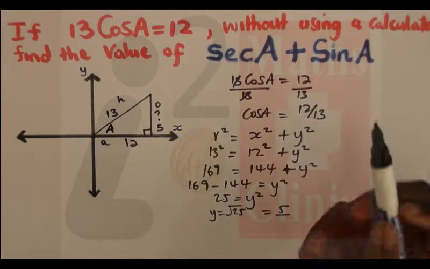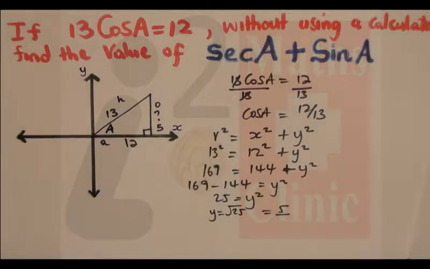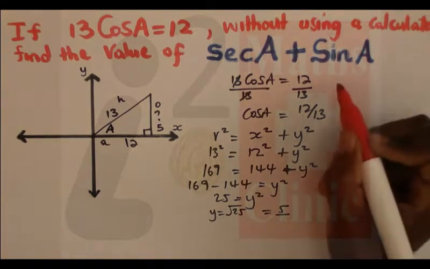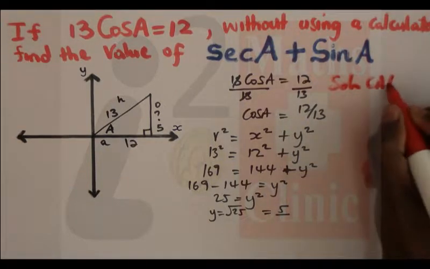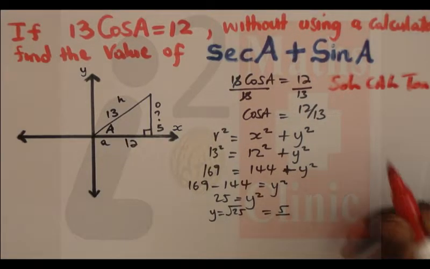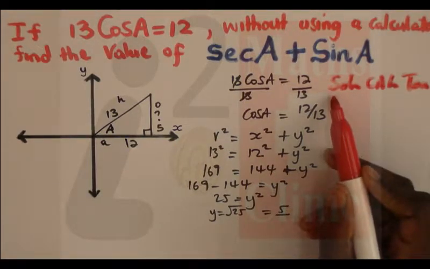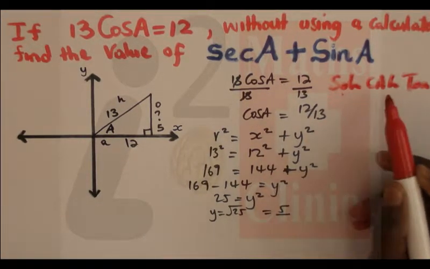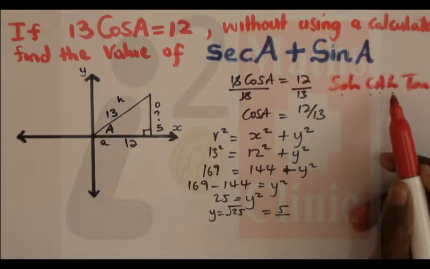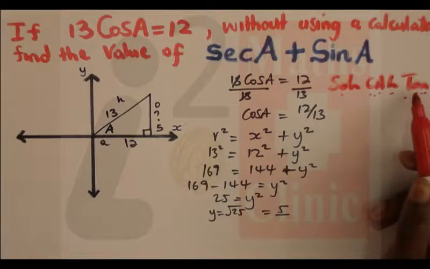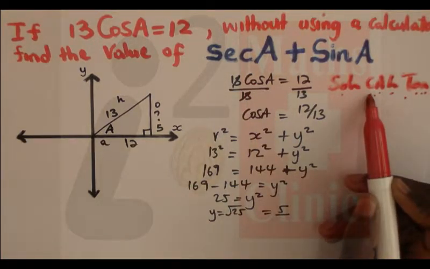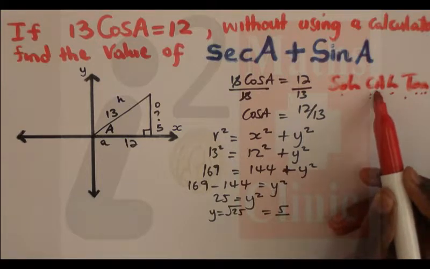Now go back to the question: sec of A plus sine of A. We must remember that sine is opposite over hypotenuse, and its inverse function, cosecant, is hypotenuse over opposite. Cos is adjacent over hypotenuse, and its inverse function, secant, is hypotenuse over adjacent. Tan is opposite over adjacent, and its inverse function, cotangent, is adjacent over opposite.